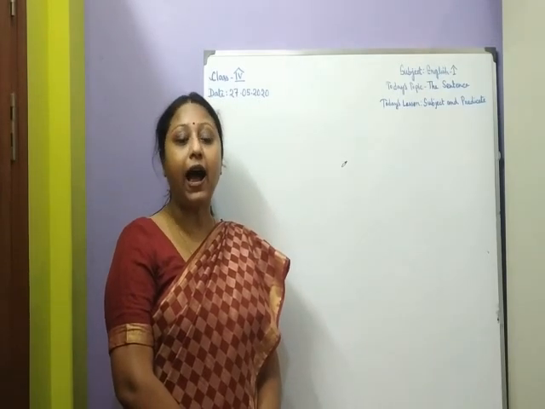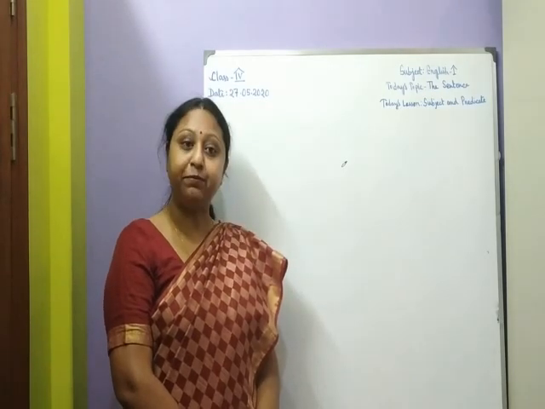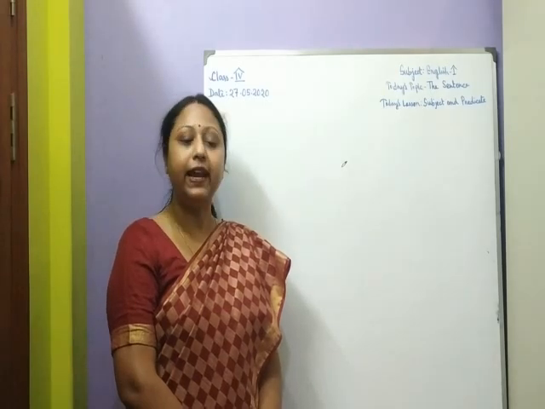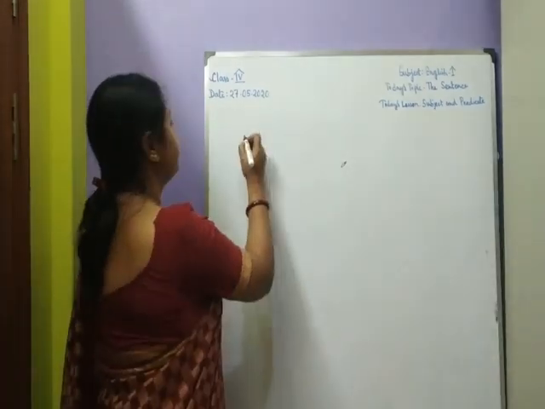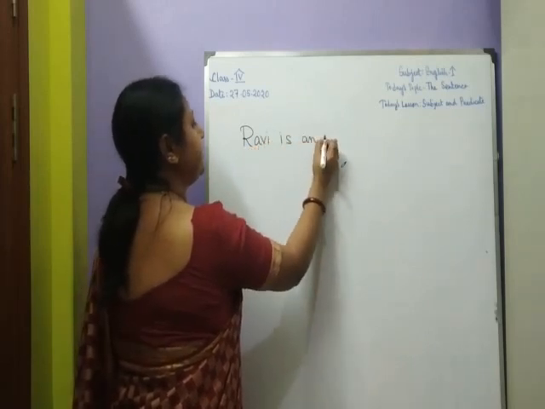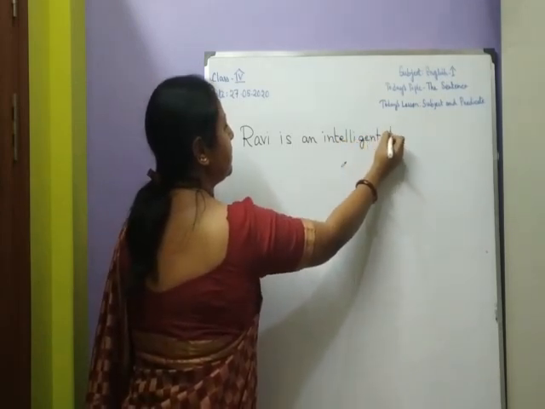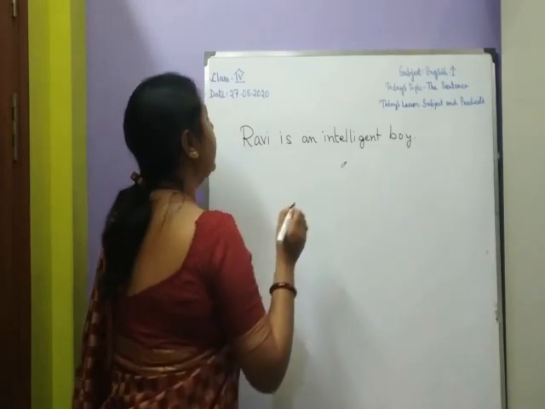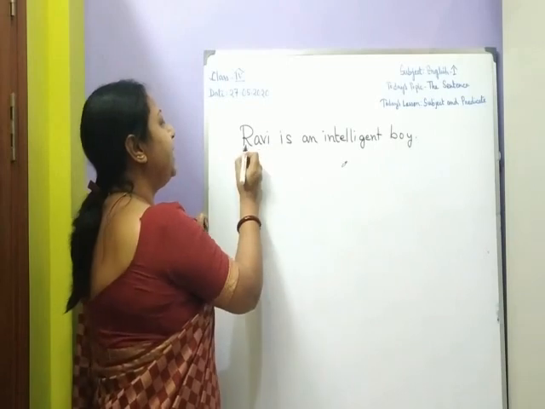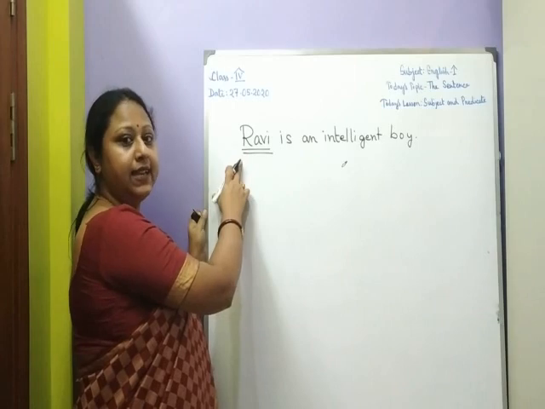Now, let us come to the identification of subject and predicate. We can identify the subject of a sentence by asking question with who or what. Let me show you. Ravi is an intelligent boy. So here, if we ask question with who is an intelligent boy, we will get the answer Ravi. So here, Ravi is the subject of this sentence.